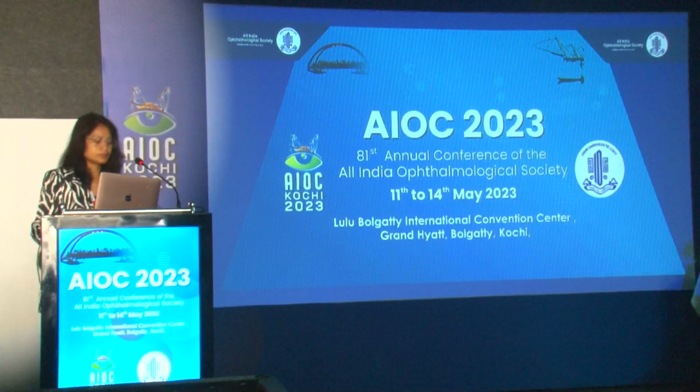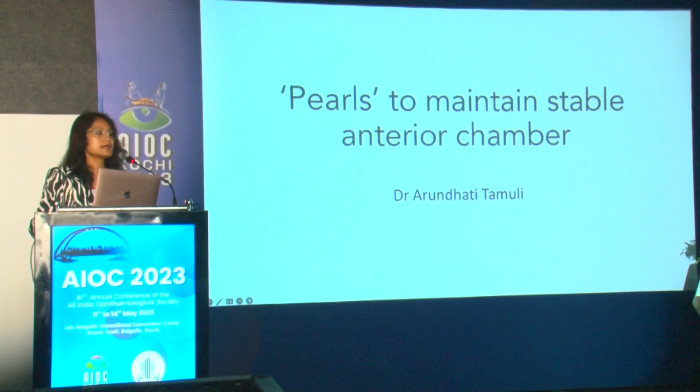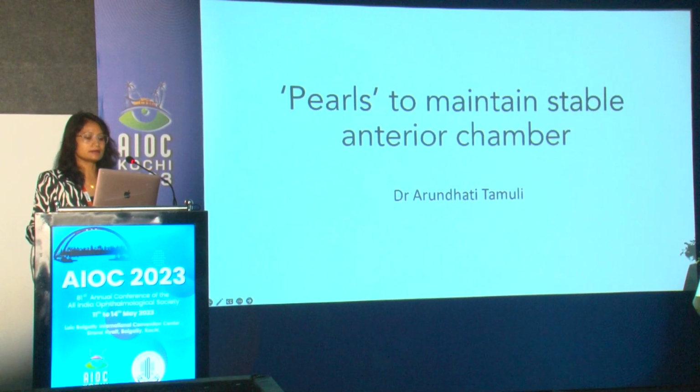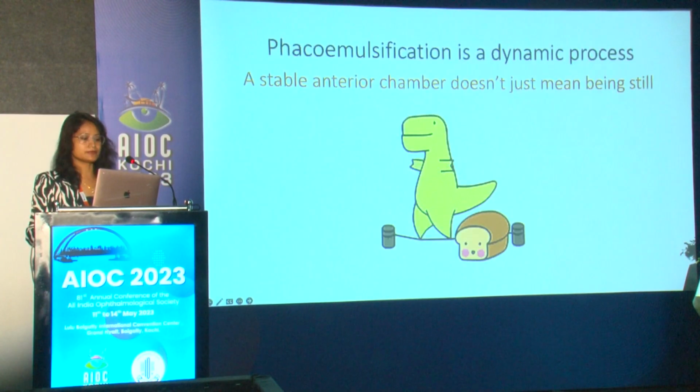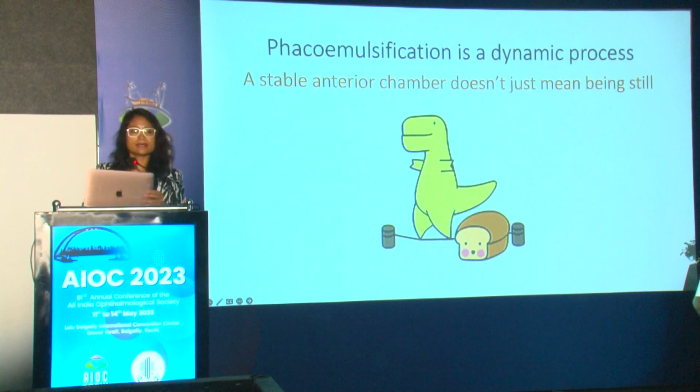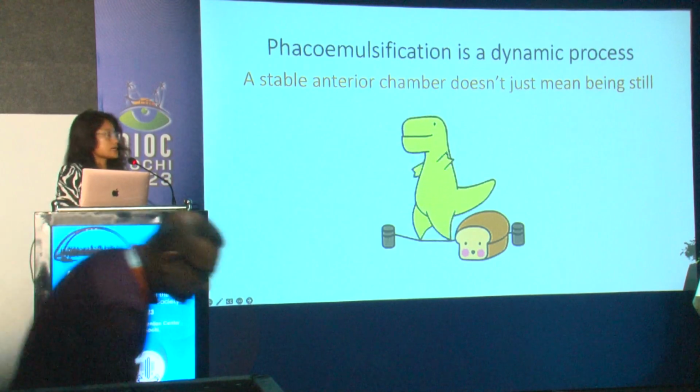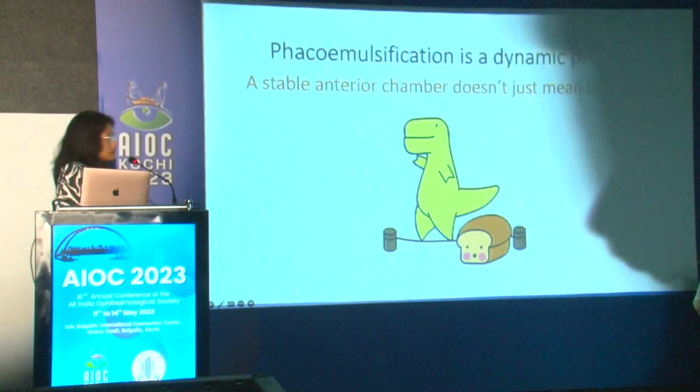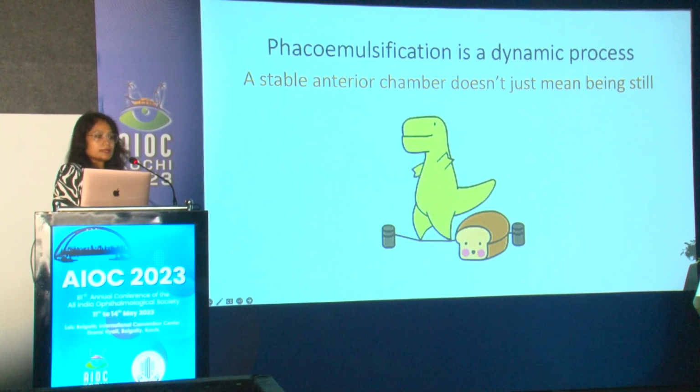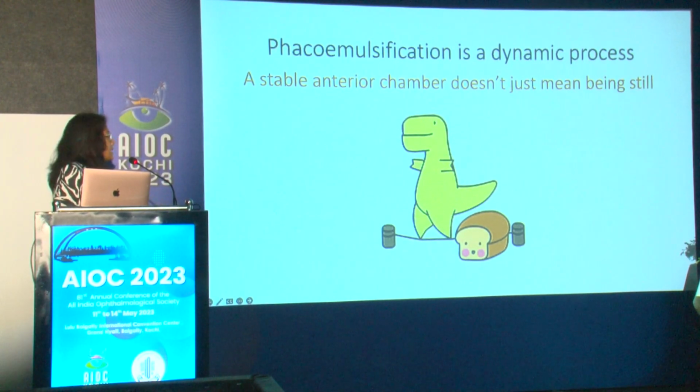Thank you, Jashi. I'm Dr. Arundhati. So today I shall try to simplify the principles to maintain a stable anterior chamber in phacoemulsification. But before that, I want you to realize that phacoemulsification is not a static process. It's a dynamic process. A stable anterior chamber doesn't just mean being still. You can imagine a tightrope walker who always tries to balance by doing slight movements in order to achieve the goal. Similarly, in phacoemulsification, we maintain the stability of the anterior chamber by balancing the fluidic system.